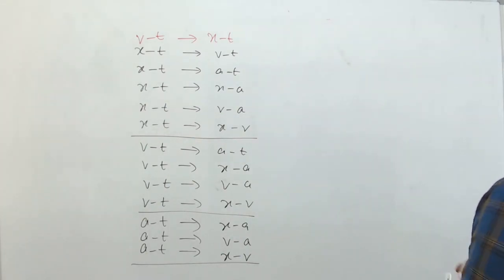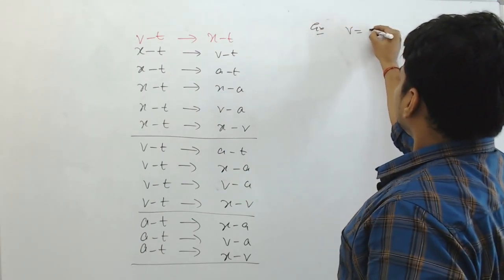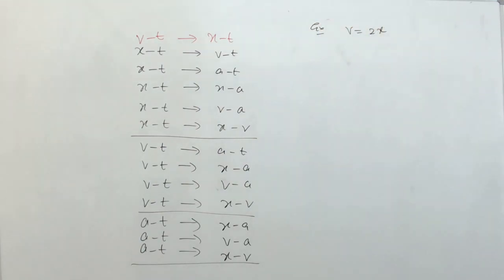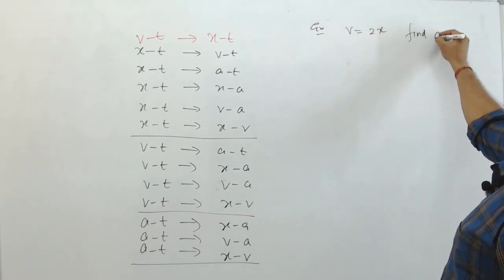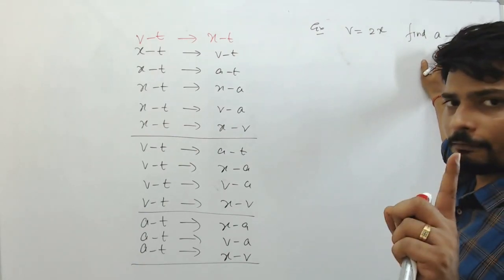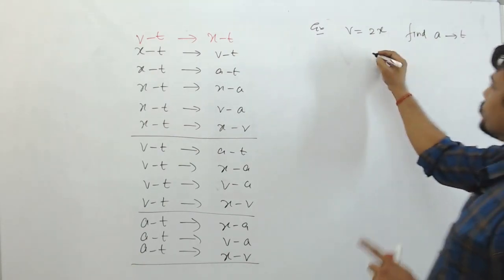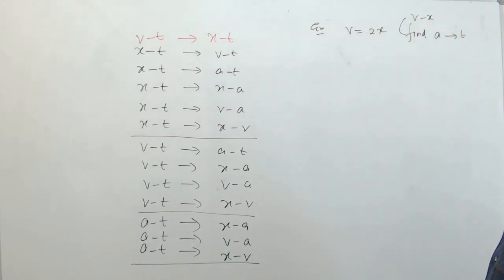Let's say if I give you that example, v is equals to 2x. So basically what we have, velocity and the displacement का अपने पास relation है. They might ask you find AT relation, that is find acceleration in terms of time. Find the acceleration in terms of time. So they have given you what? They have given you Vx. चाहिए क्या मेरे को? AT चाहिए. They have given you Vx और AT चाहिए.